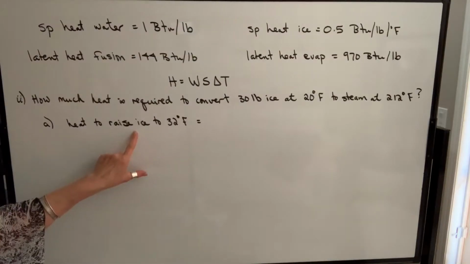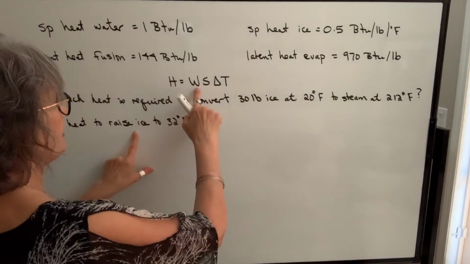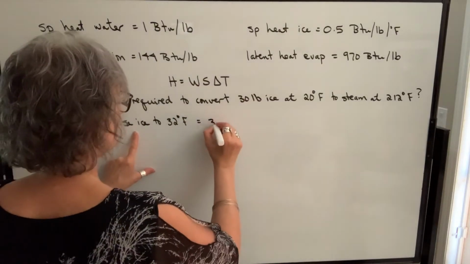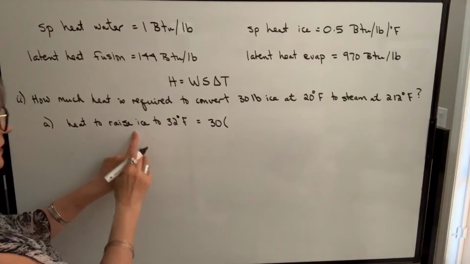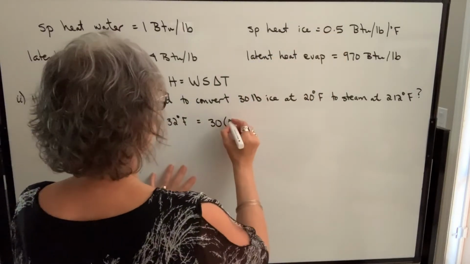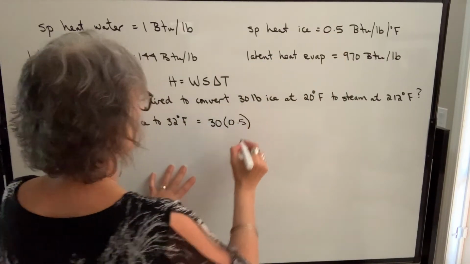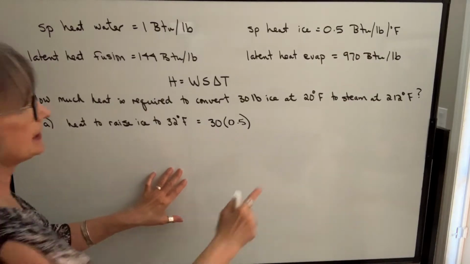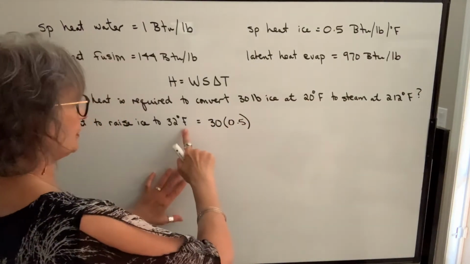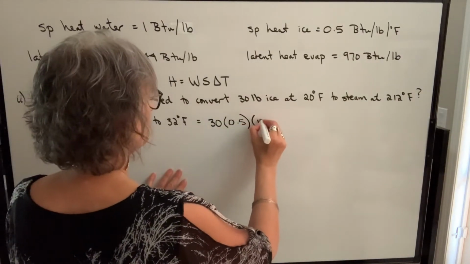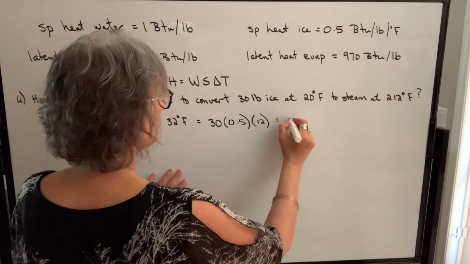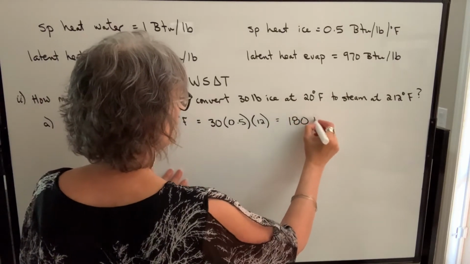To calculate that, we're going to take the weight of the ice, which is 30 pounds. We're going to multiply by the specific heat of ice, which is 0.5. And we're going to multiply by the temperature difference to take it from 20 degrees Fahrenheit to 32 degrees Fahrenheit, which is 12. We're going to multiply that out and get 180 BTUs.